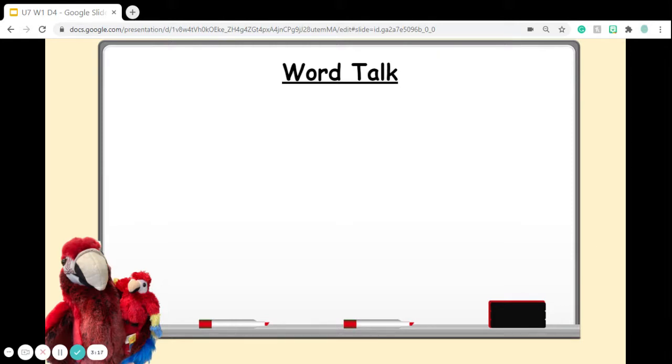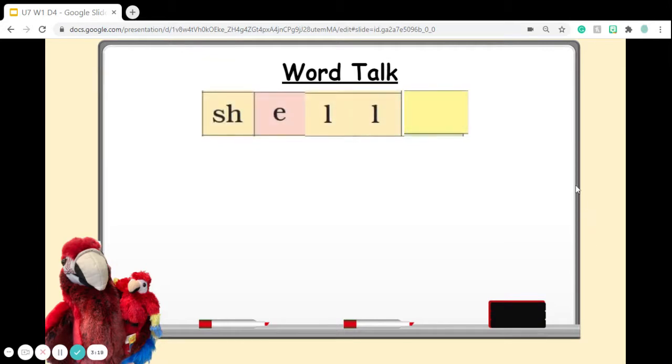L. Shell. But our whole word is shells. Remember, base word is the word we're able to tap out. It still has meaning to it, even without that suffix s. And what is our suffix sound here? Shells. Yes.